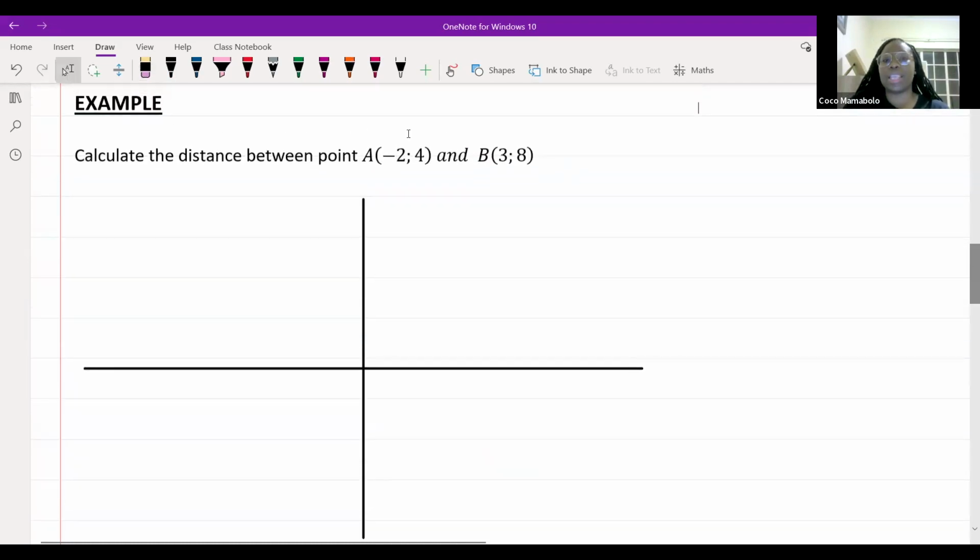Okay, so the example says, calculate the distance between point A and point B. Now, if I look at these 2 points over here, I'm going to plot out point A. I'm going to go 1, -1, -2, 1, 2, 3, 4, 5, 6, 7, 8. Lovely. All right, so -2 and 4 would be over here. And 3, 1, 2, 3, 3 and 8 would be all the way up here. Okay, this is point A, and this is point B. This is 3, 8, and this is -2 and 4.